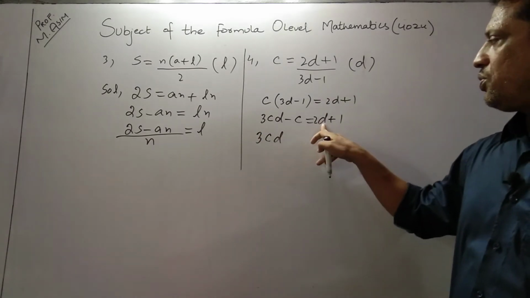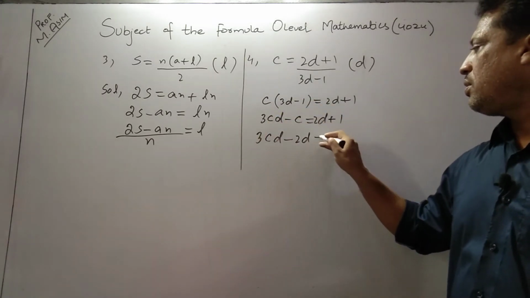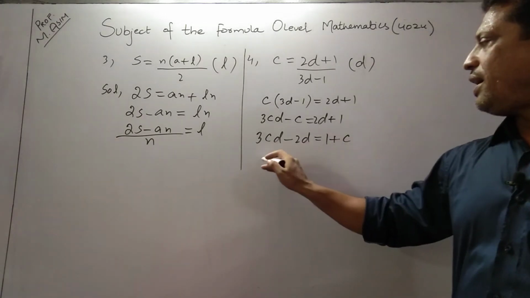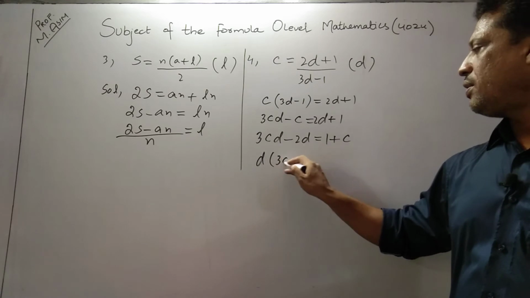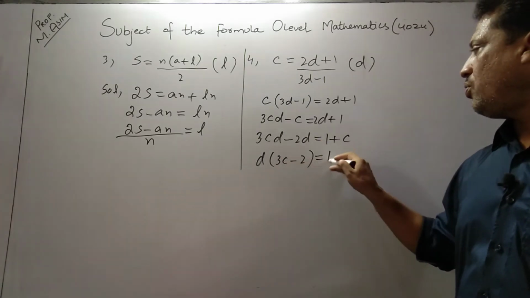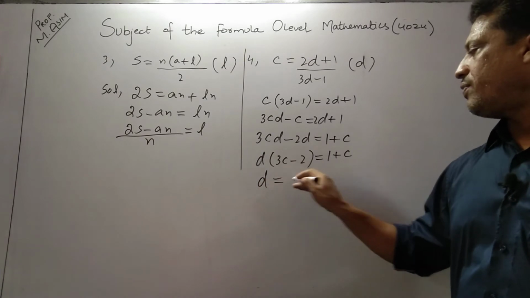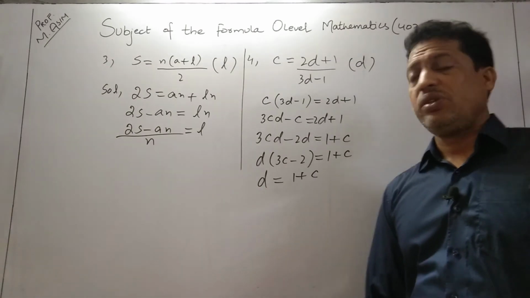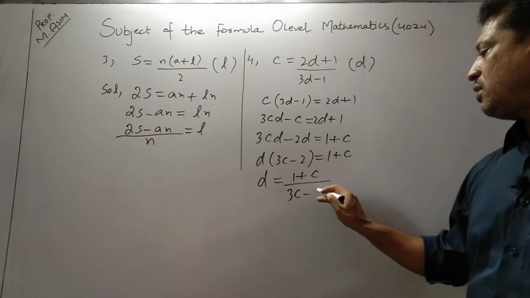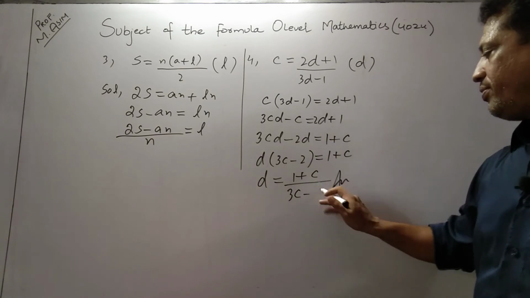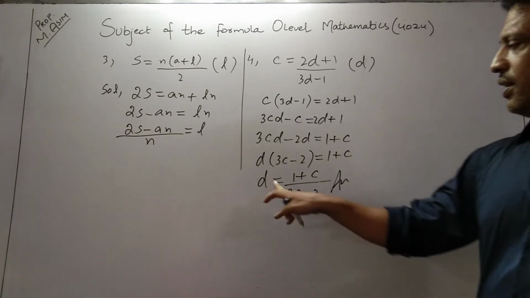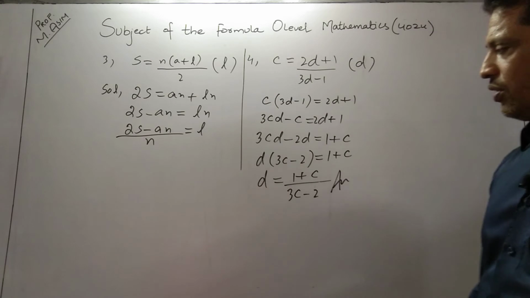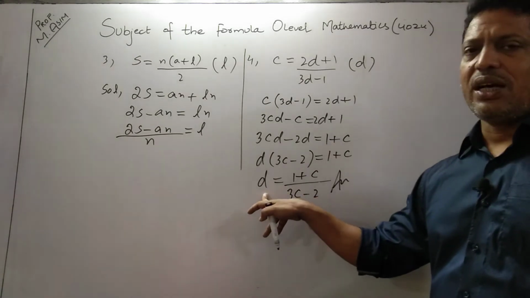3cd. This 2d shift to this side. This minus c shift to this side. 1 plus c. Take d as common. What is remaining? 3c. What is remaining? 2. 1 plus c. d is equal to 1 plus c. This 3c minus 2 is multiplied over here, so this should be divided on the other side. And the requirement has been fulfilled. Why? Because d has no coefficient, no exponent, no denominator. Therefore, we are able to say that d becomes the subject of the formula.